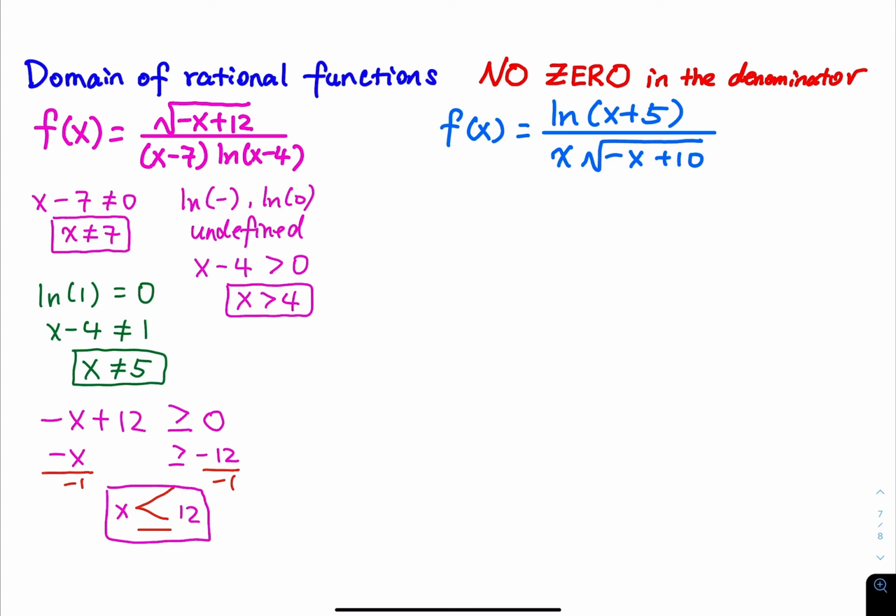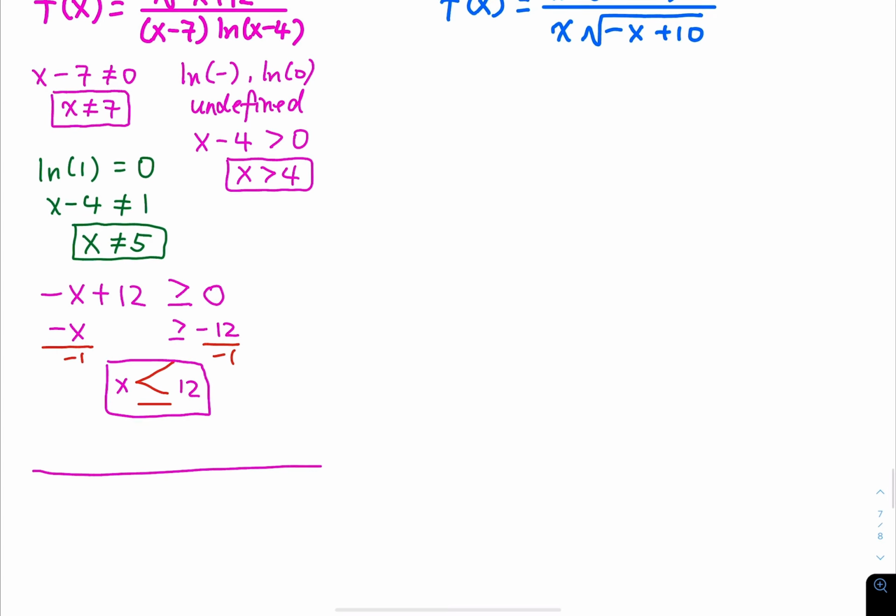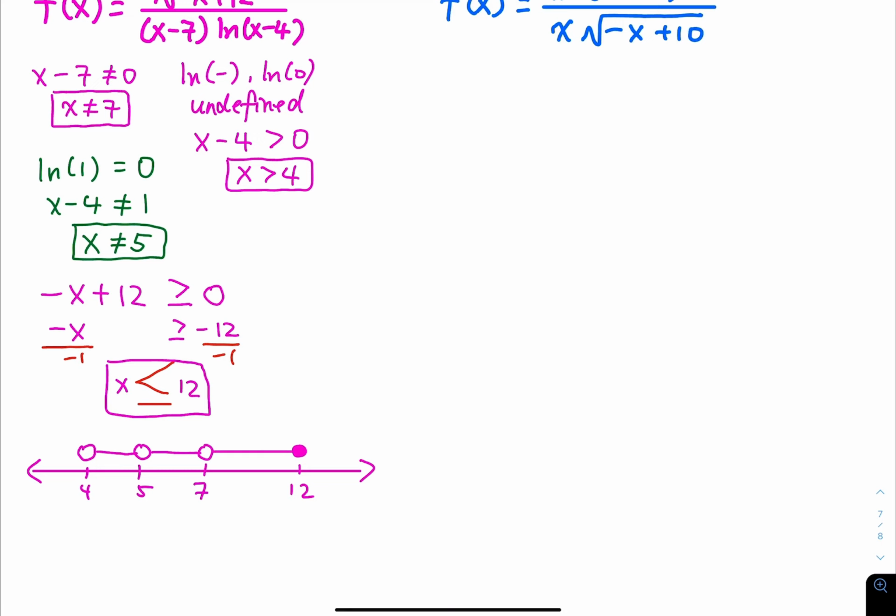And then the next step is we put all the restrictions on a number line. So let's draw a line. And then this is going to be a 4, a 5, a 7, and a 12. So it must be greater than 4. No 5, no 7. Skip 5, skip 7. But less than or equal to 12. So that is the domain on a number line.